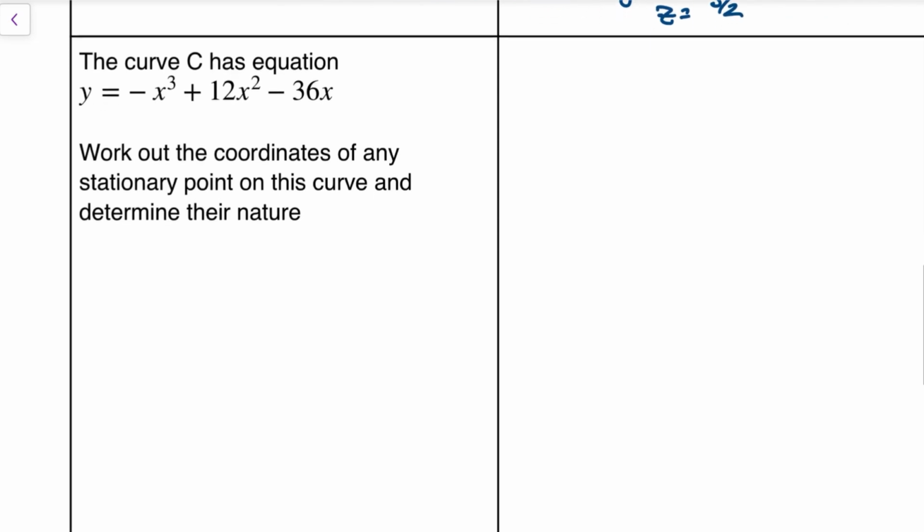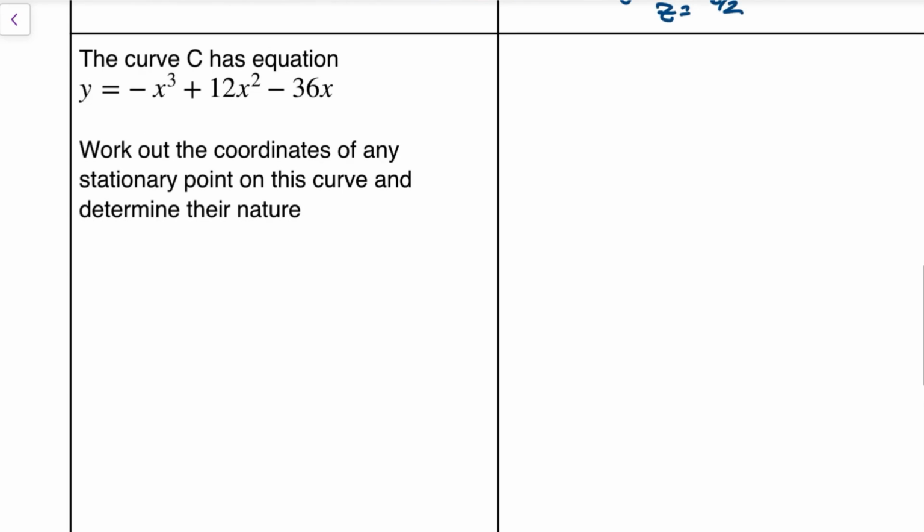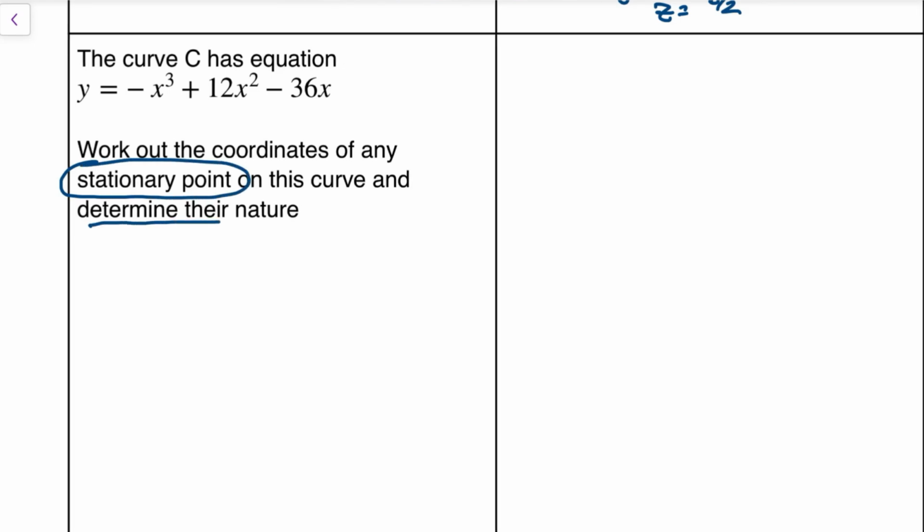Next one. Last question today. The curve C has equation, gives you an equation. Now I'm guessing without reading the next line, I'm going to differentiate, but let's carry on. Work out the coordinates of any stationary point. Yep, so that's your differentiation trigger on this curve. Oh, and determine their nature.